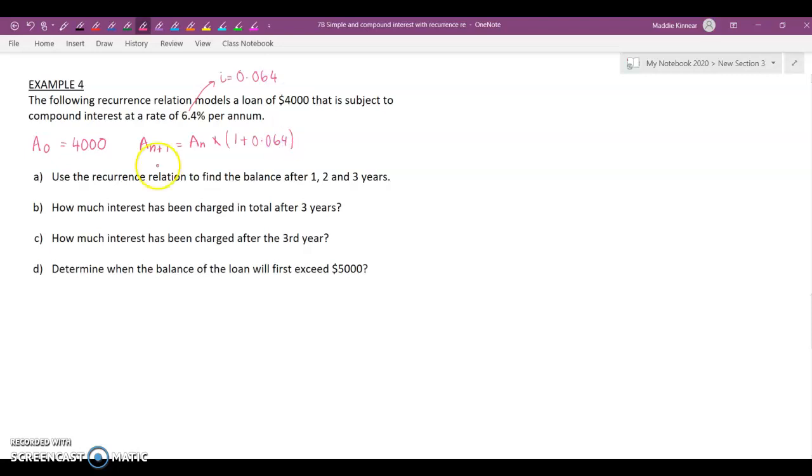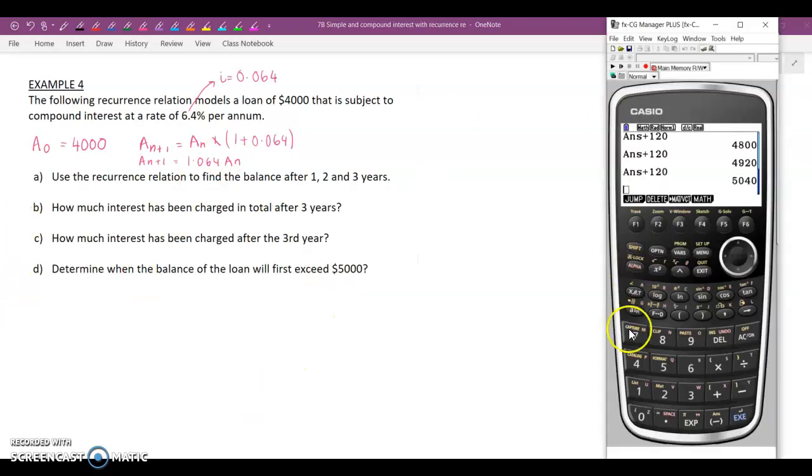So simplifying that out, we're going to find that A_(n+1) is equal to 1.064 times A_n. To do this on a calculator, it's very similar to how we did the simple interest. We start by entering our principal into the calculator and just pressing enter. That has stored that now as our new answer value.